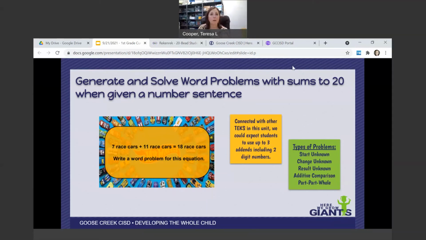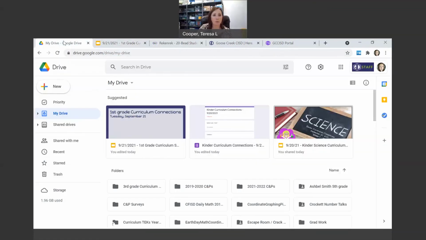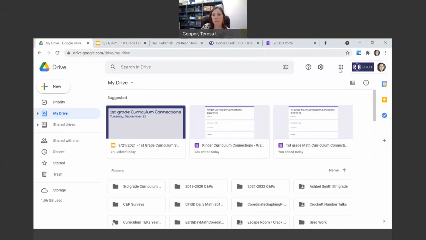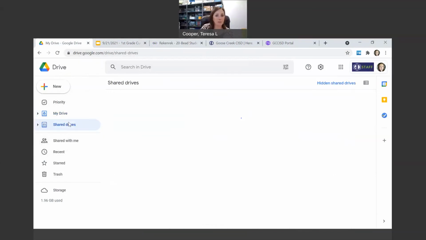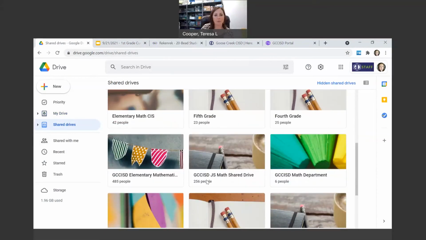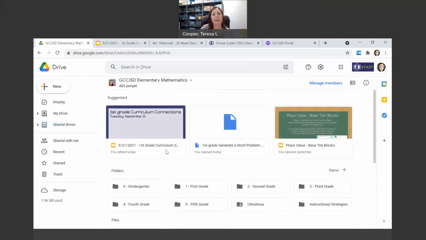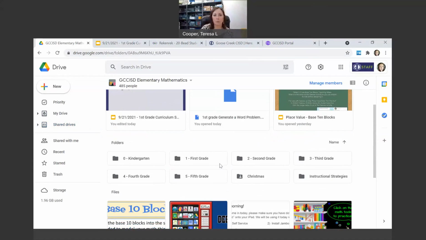I want to show you where you have in your Google Drive a resource for this. Remember, I'm logged in as my staff account. You have to be logged in with your student account, so your name at student.gccisd.net. When you are, then you'll go to shared drives. I have a ton of them, so you probably don't. That's okay. You'll go to GCCISD Elementary Mathematics, and then you'll see files that you may have opened, and you'll see some folders here.